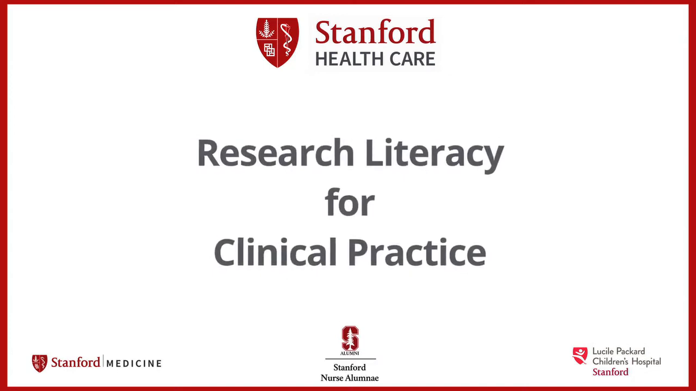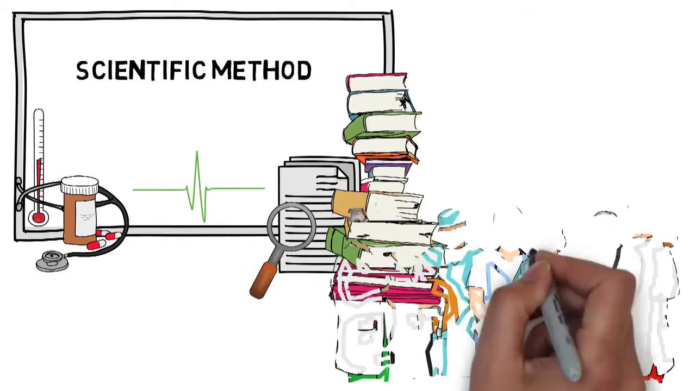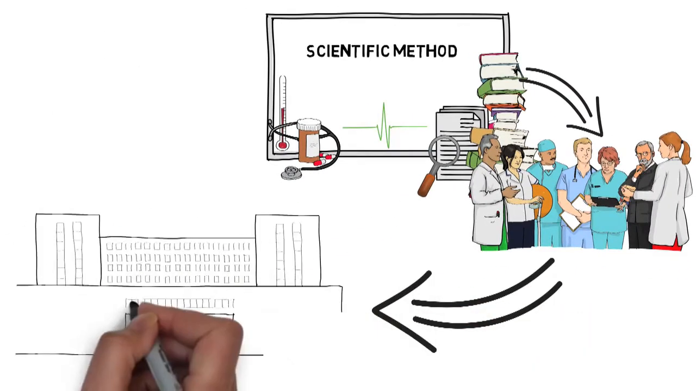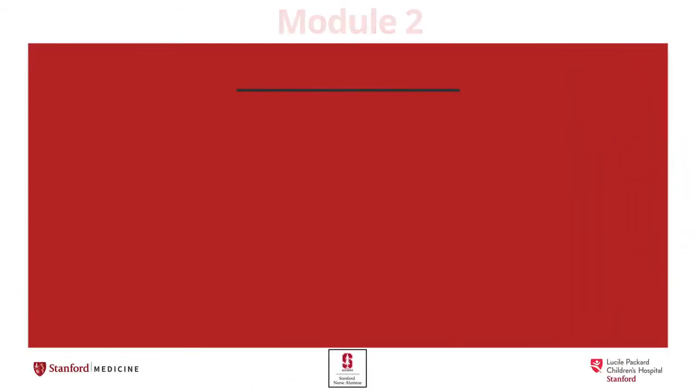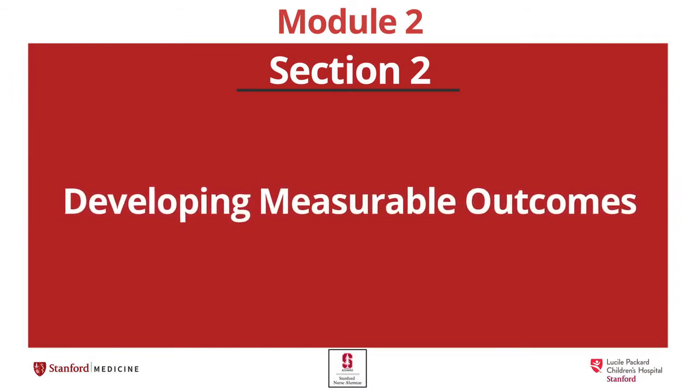Welcome to our series of learning modules that focuses on the value of research in patient care. Our objective is to educate clinical staff on the scientific method and how to apply it to everyday clinical practice. In this, the second section of Module 2, we will explore the development of specific, measurable outcomes for the clinical questions and hypotheses we covered in Section 1.